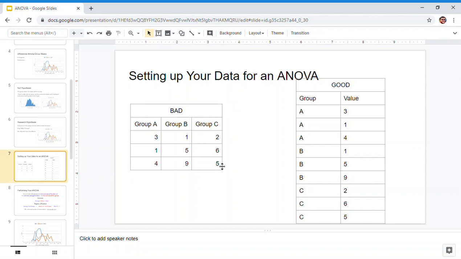This is a compact way to do it, but it's bad because the computer would think that there's some observation that this 3, this 1, and this 2 go together, and that these are three different variables being measured on the same thing. So we don't do that. We do this, where you have one categorical variable, one discrete variable, which describes group membership, and another continuous variable, which describes what the observation value is for each individual.